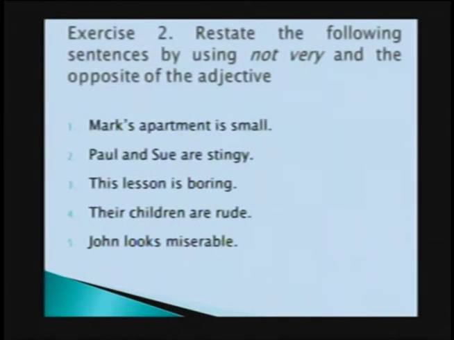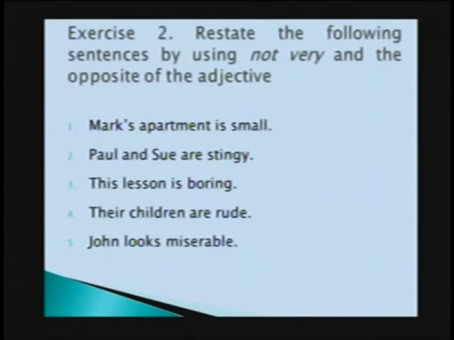Number 3, this lesson is boring. So boring, I hope you have an opposite, an antonym for boring. Yes, that's right, interesting. This lesson is boring. I hope this lesson is not boring. You let me know, right? If it is, I'm going to change, I promise.